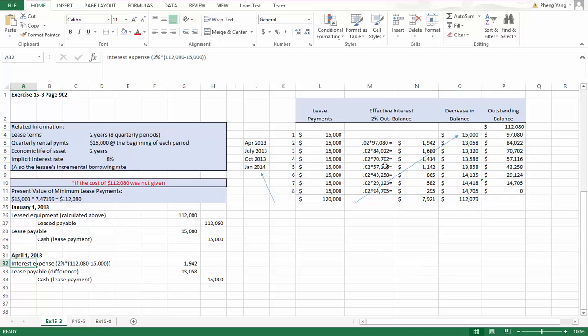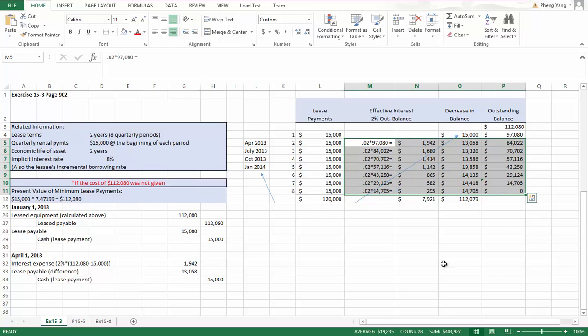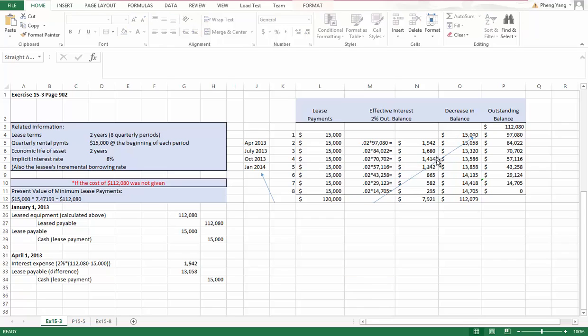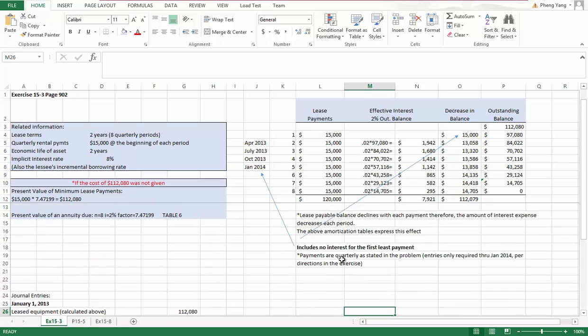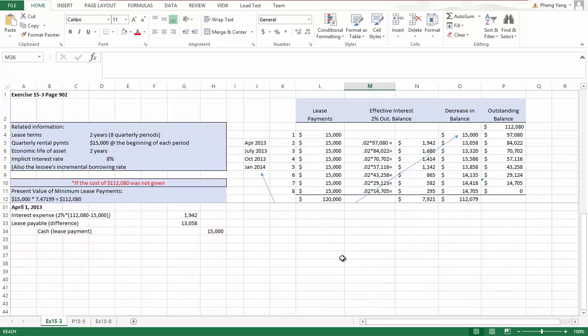Let's say we didn't have this table. We can also keep track of the payments that we made and the interest we made, but it's harder to do that. It's better to just lay everything out here so that you know which numbers to take. Okay, so that's April 2013.